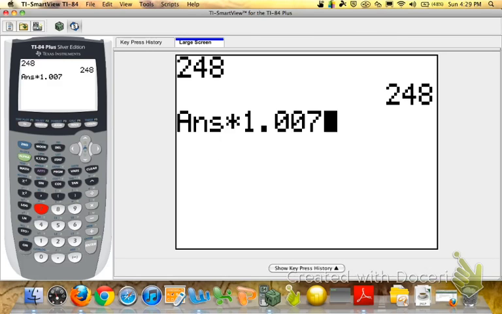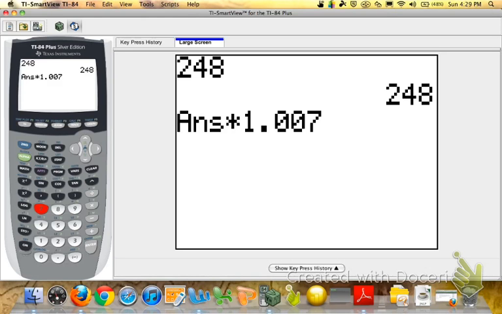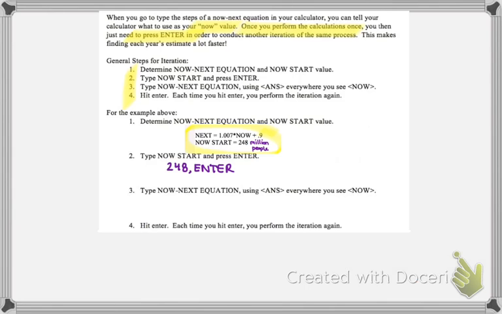So what else was going on in our equation besides just the 1.007 times the now, or in our case times answer? There was a plus 0.9. I'm going to hop back to the calculator just to finish that up, and we're going to press plus 0.9. Now, when we hit enter here, what this is doing is it's predicting next year's population. So that's our first year's prediction right there. I'm going to hop back over here, just kind of update us where we're at.